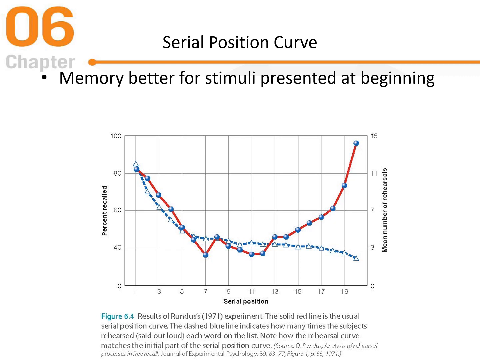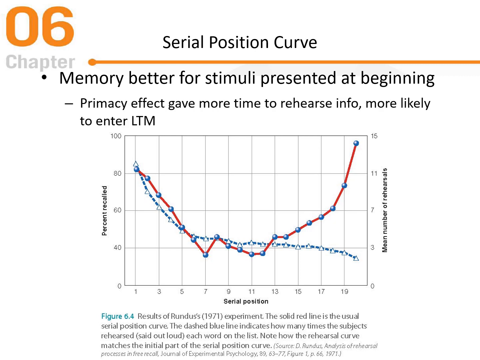So first they found that memory was better for stimuli that were presented in the beginning. This is called the primacy effect. So you see this here. So these are words that were early on in the list. So this is serial position. So words that were in the first through third, fourth position or so were remembered better or recalled better. And this is likely due to the fact that these words or stimuli were able to undergo rehearsal and were more likely to enter long-term memory.